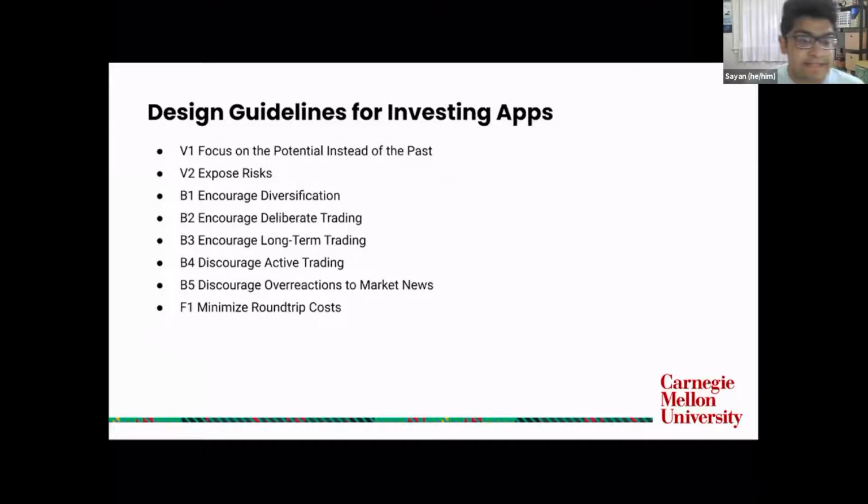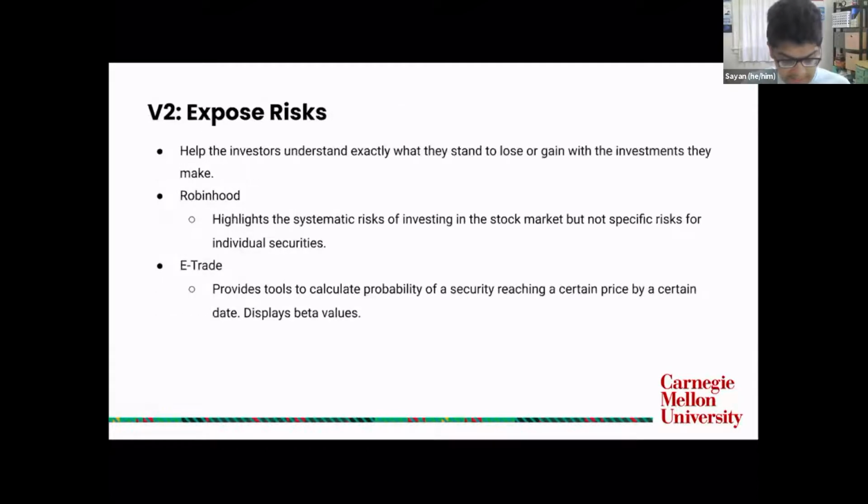So here are the guidelines. Focus on the potential instead of the past, expose risks, encourage diversification, encourage deliberate trading, encourage long-term trading, discourage active trading, discourage overreactions to market news, and minimize round-trip costs. They're labeled; the V, B, and F are the related domains that these insights are derived from. So V is visual, B is behavioral, and F is financial. So now let's dig deeper into a couple of these guidelines.